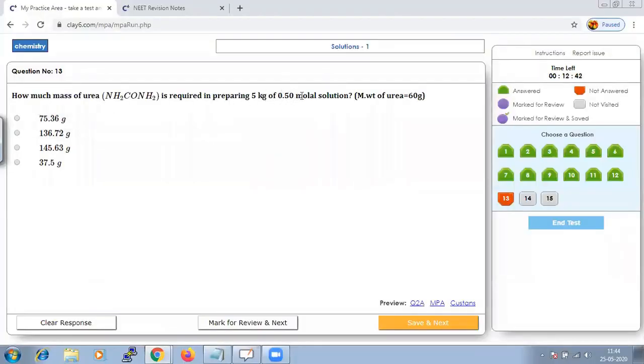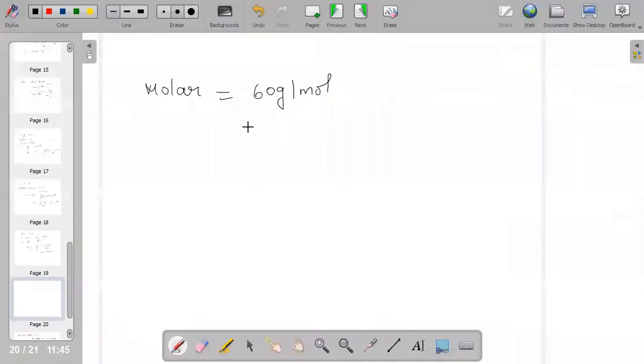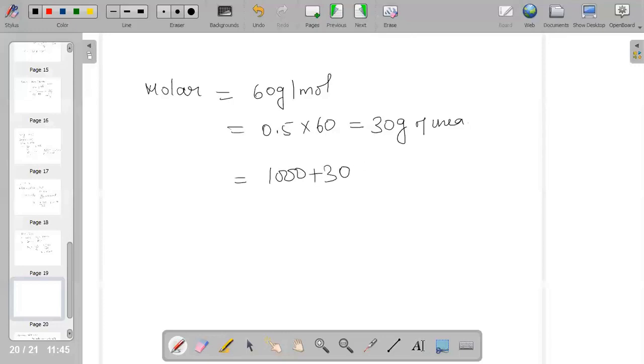So when we say 0.50 molar aqueous solution, it means that 1000 gram of water is going to contain 0.5 mole of urea. So we can say 0.5 into 60, which is around 30 gram of urea. So 30 gram of urea, that means the total solution weight is going to be 1000 grams plus 30 gram. And what they have given is 5 kg, that means totally 5000 grams.